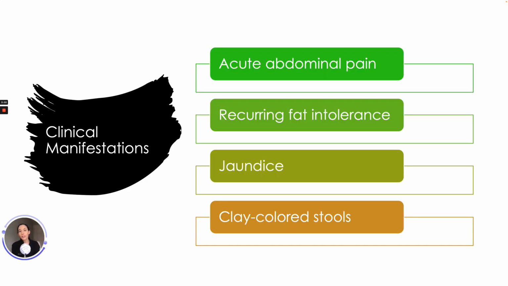So clinical manifestations that we'll see as the nurse is acute abdominal pain. The attack begins with pain in the upper right quadrant that may radiate to the back between the shoulders or to the front of the chest. The pain may be so severe that the patient seeks emergency medical care. Recurrent fat intolerance: the patient is unable to digest fats properly because of dysfunction in gallbladder activity. We may also see jaundice because the stone is obstructing the common bile duct. We may see clay-colored stools because the bile is being obstructed.